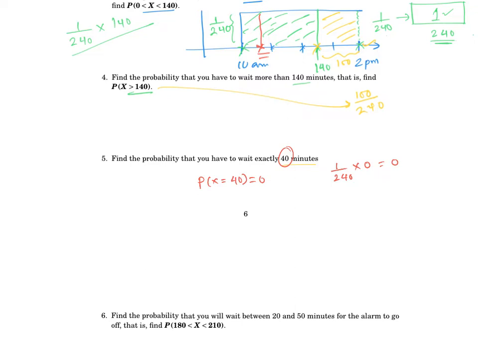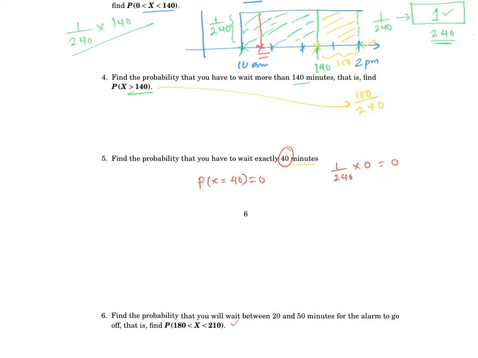This is kind of strange and counterintuitive, but the way the definitions work out, it does come out that way. I think it has something to do with the uncountability of points on the number line. The next one is between 180 and 210.